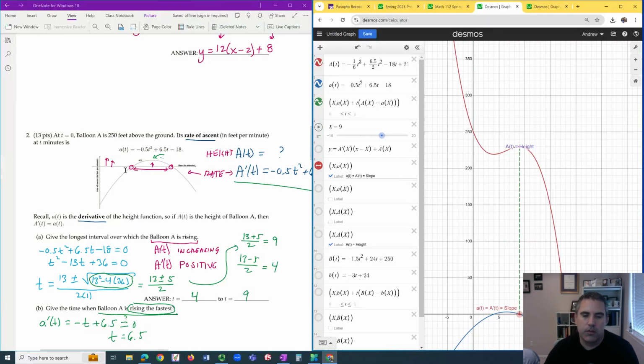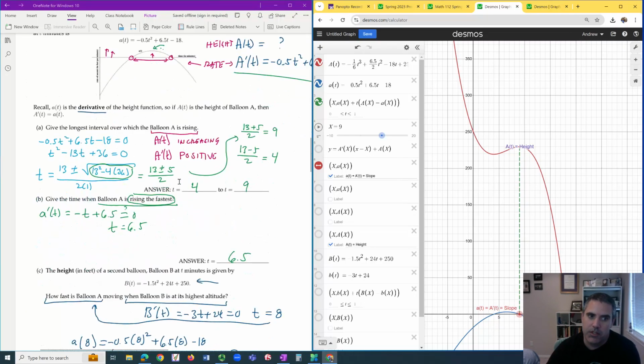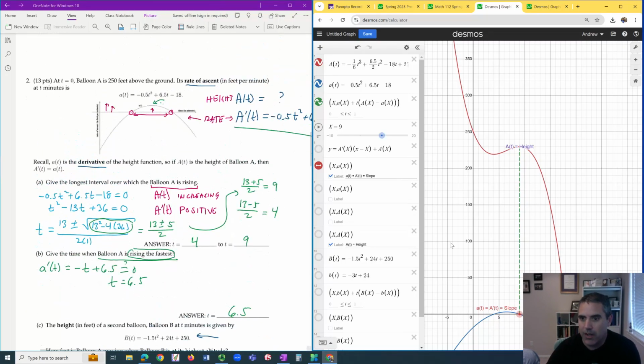So you had to realize this question was, they gave me the slope graph. It says it a few different ways in bold. And the question is asking me when I stop rising and start rising. So I need to find when the derivative is 0. You have to realize this is the derivative of height. That was the challenge. Give the time when it's rising fastest.